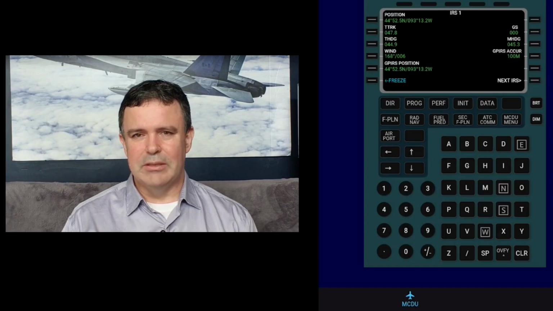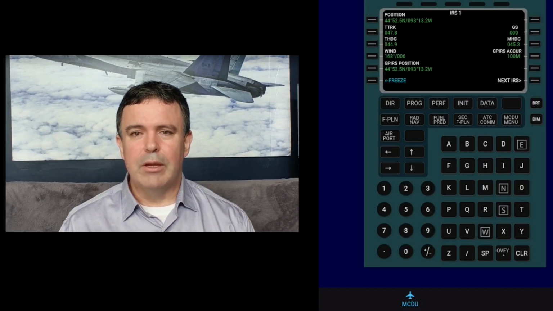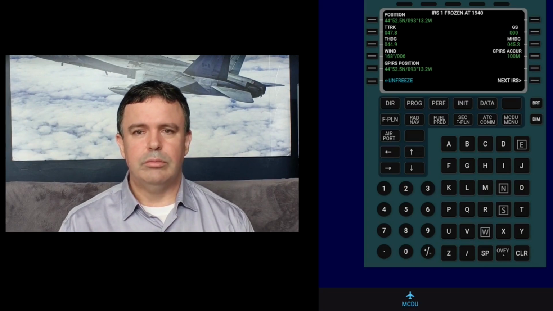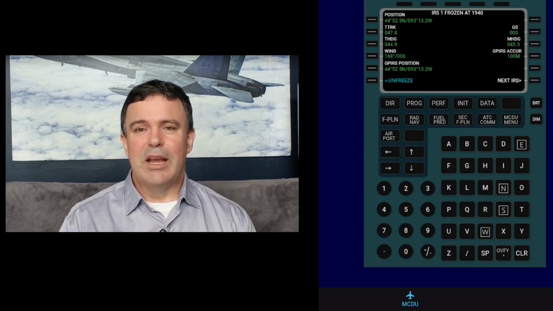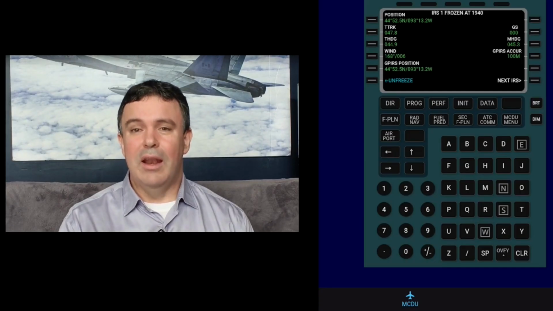GPS information. Also, you can see this blue freeze prompt, which means we can stop the IRS from updating so we can write down the information or communicate it or whatever we need to do. Freezing it changes the title line to show that it was frozen and when it was frozen. It also gives us an unfreeze prompt so we can return to live updates if the aircraft is moving.